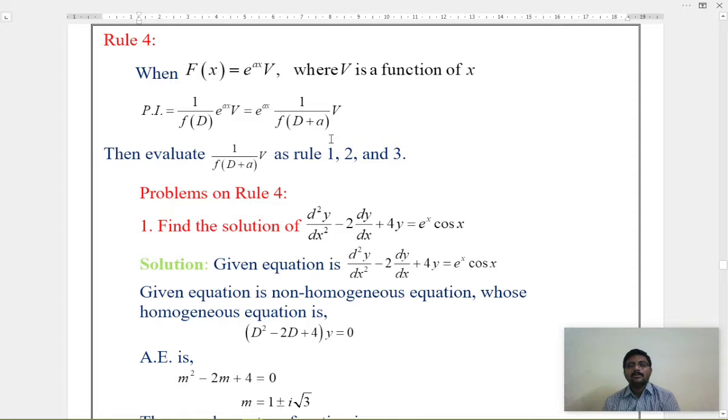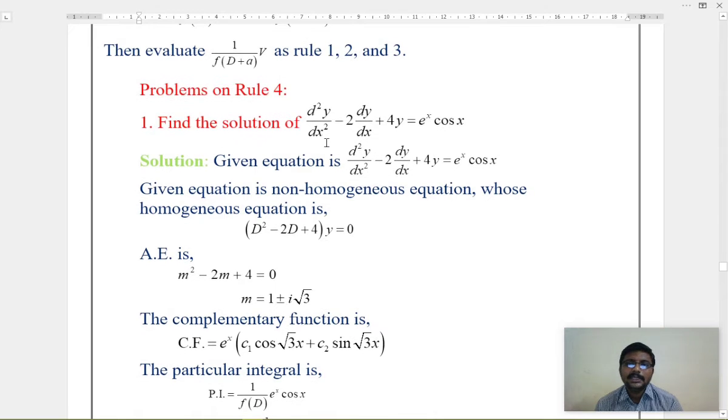Suppose there is e power minus ax, then 1 by f of D, e power minus ax into v, is e power minus ax, 1 by f of D minus a into v. This case is known as the fourth case. The fourth case is about the product of an exponential function.